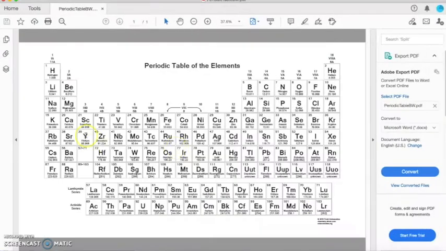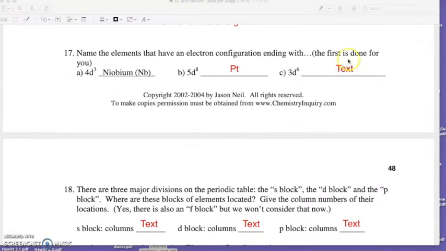3d6, our Ds start at 3. So we start at 3 and we count 6: 1, 2, 3, 4, 5, 6. And that would be iron, Fe.